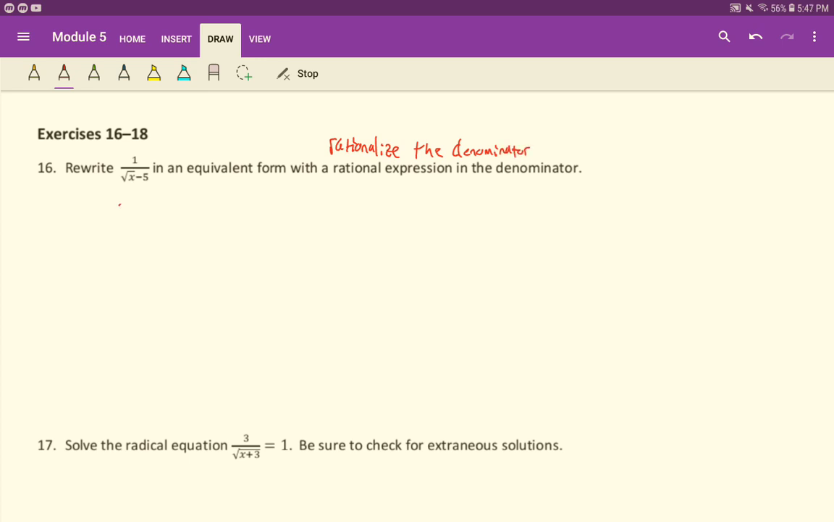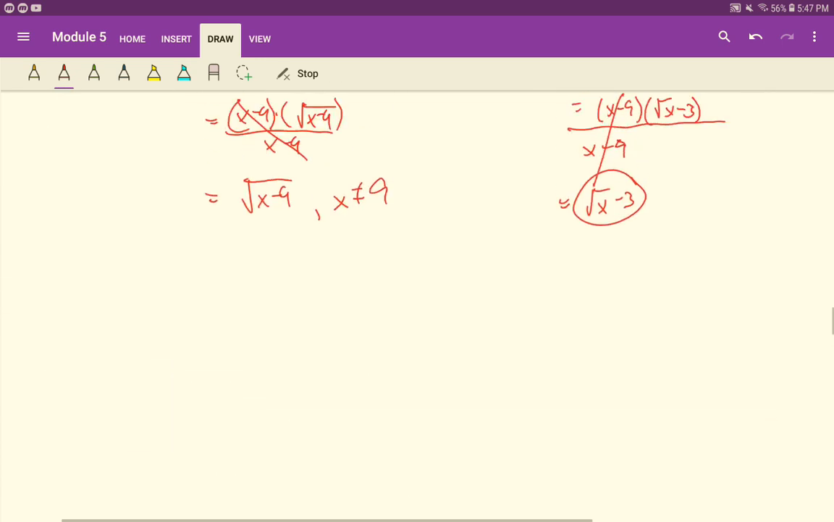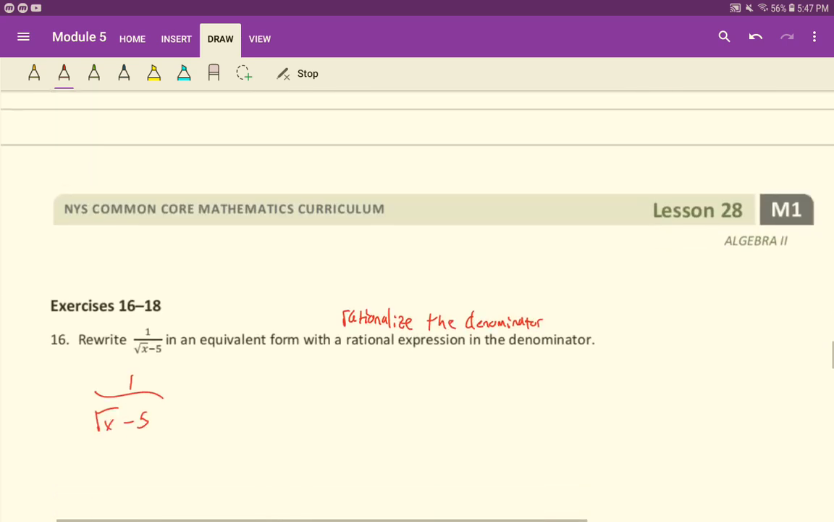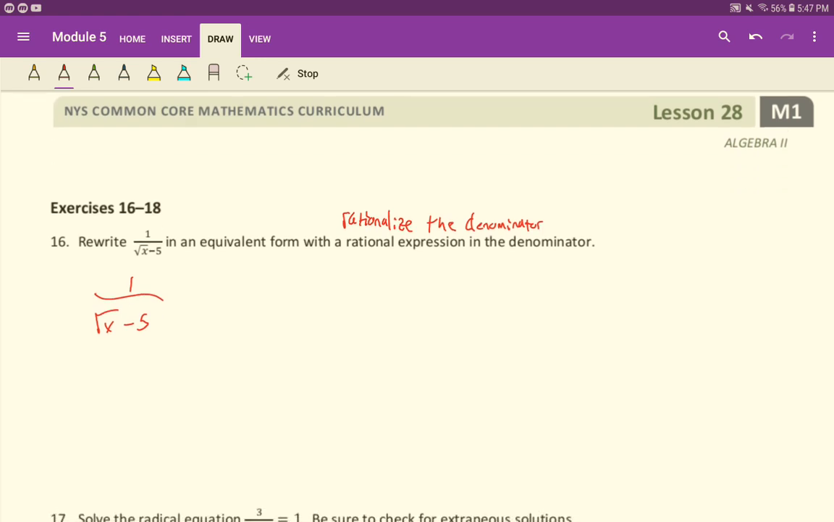Okay, so you've already seen an example of that right here in the previous lesson, letter B. So again, why don't you guys go ahead and try this one on your own. Pause the video and try it.